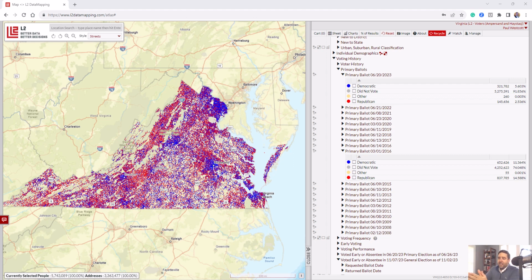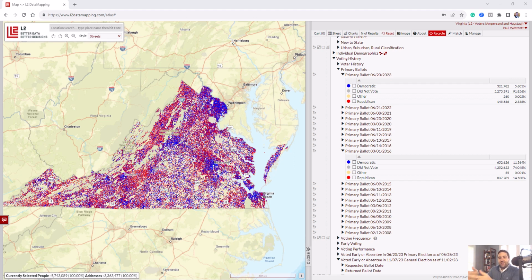So, what we're looking at now is a map of all voters in the Commonwealth of Virginia, around 5.7 million individuals. What L2 does across the country, and we are a national nonpartisan voter file provider, we work with campaigns, associations, advocacy groups, educational institutions, as well as government officials. And what we do is we provide a clean, enhanced version of these data that come from publicly available sources.